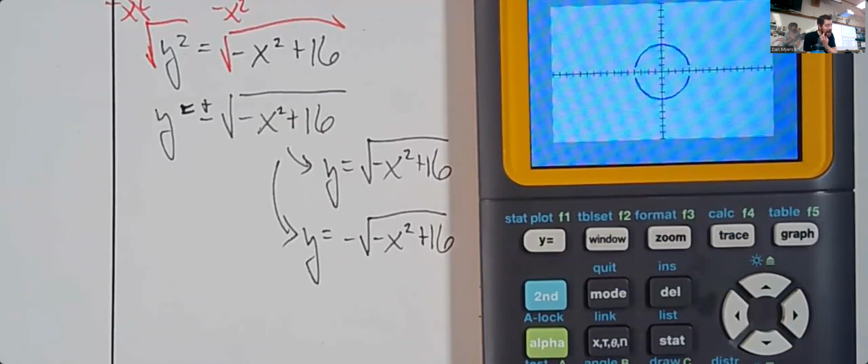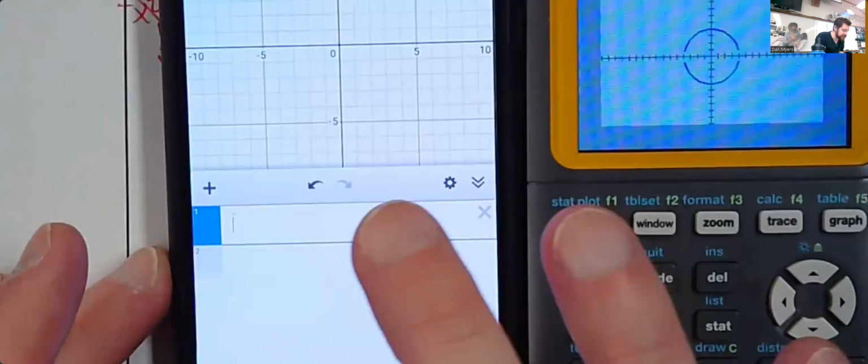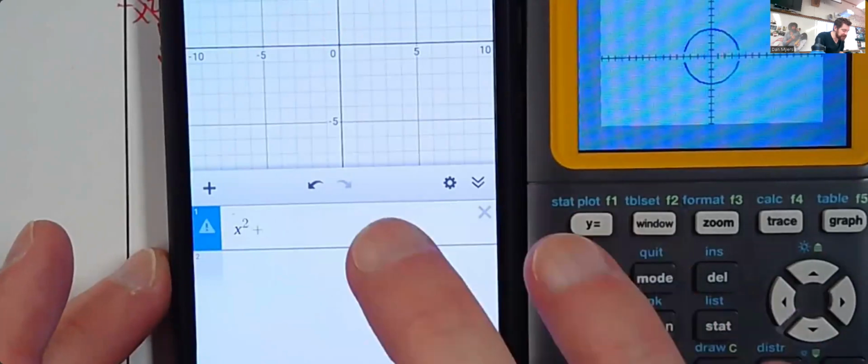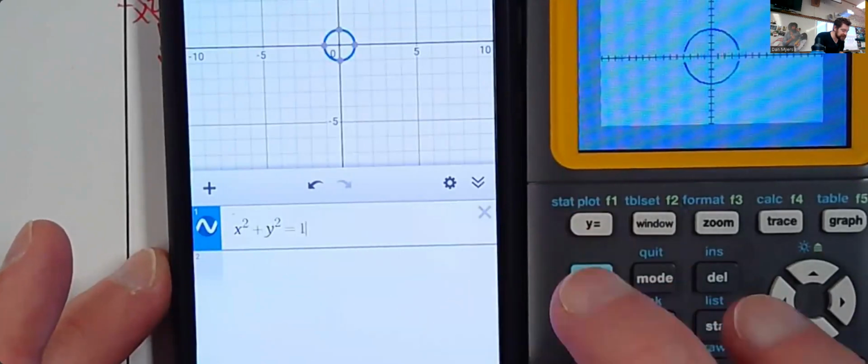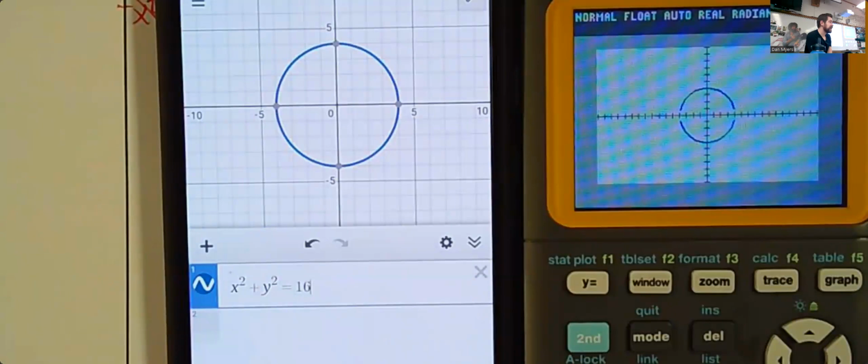Now, I'm not sure why it's not showing the connection, but those do connect. Let me go back to Desmos real quick. If we head back to Desmos and I clear this out, we're looking at x squared plus y squared equals 16. You can see that it does connect through the x-axis, even though the graphing calculator doesn't show that, it's still there. So quick question here. What are the x-intercepts on the x-axis?